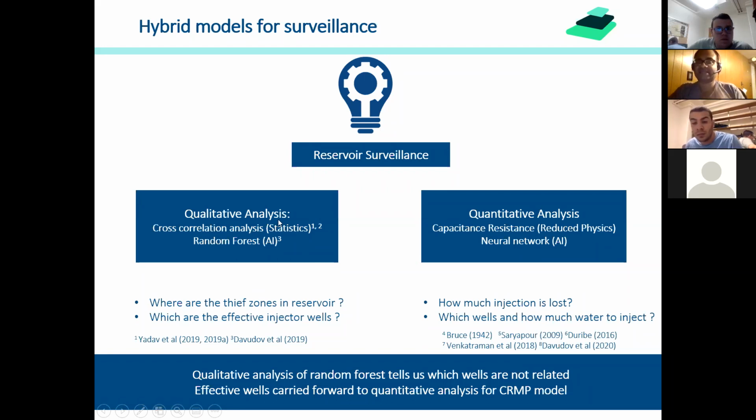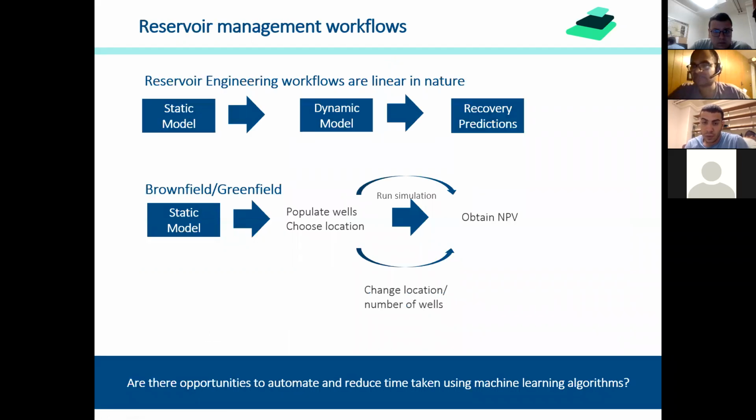And these are more qualitative in nature. The quantitative approaches are the capacitance resistance model, where you're looking at how much injector is lost, which wells, and how much water to inject, especially in this region. I've just listed some of our publications in this area, and one way of combining them is to use the random forest model first. It tells you which well pairs are not related, and then we use the remaining wells for solving the CRMP model. So that's the way we combine models in this space.